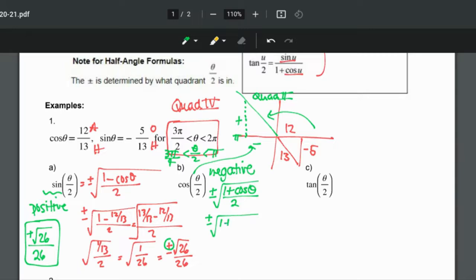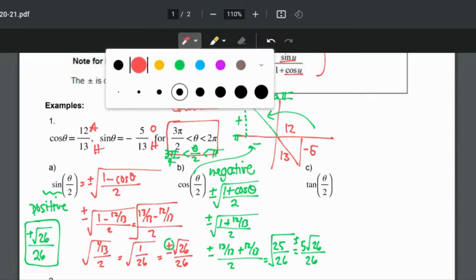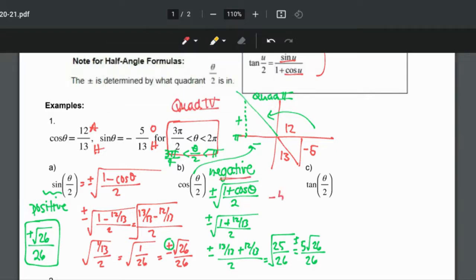So we have 1 plus 12 over 13, over 2. And just like before, let's look at 1 as 13 over 13. So 13 over 13 plus 12 over 13, over 2. That would give us 25 over 26. And we need to simplify and rationalize. So that would give me 5 root 26 over 26. And it would either be positive or negative. But because we were looking at the negative version, our final answer is -5 root 26 over 26.